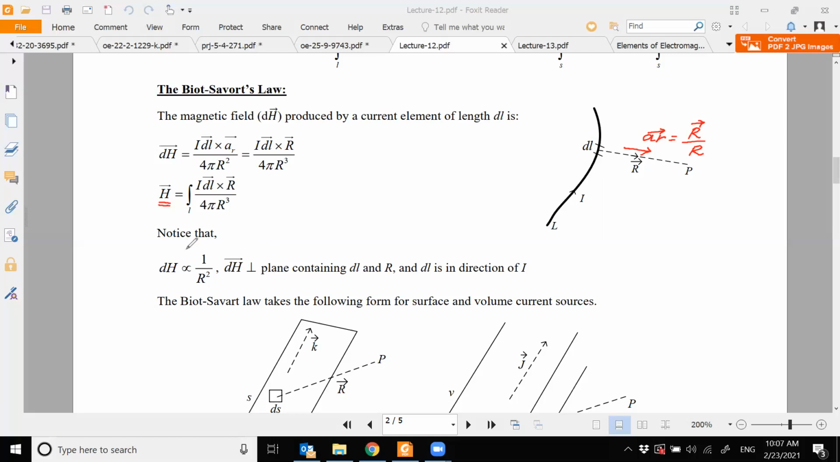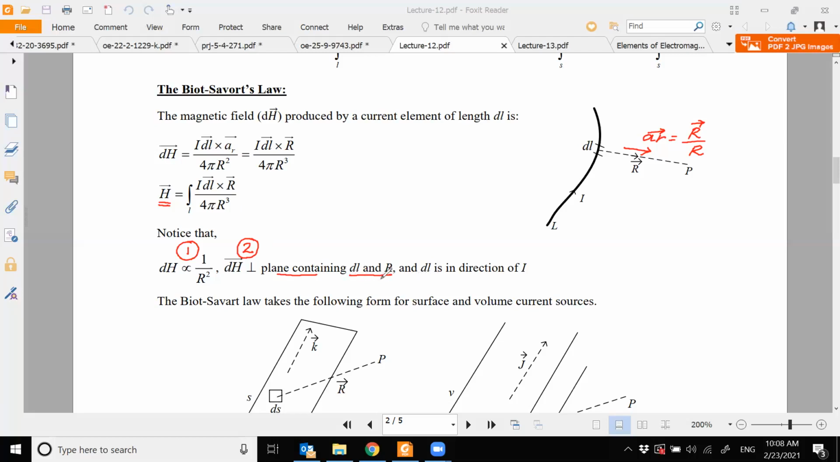Now this is the first point. Now this second point is very important. What does the second point say? This second point is saying that your magnetic field will always be perpendicular to the plane containing dl and r.